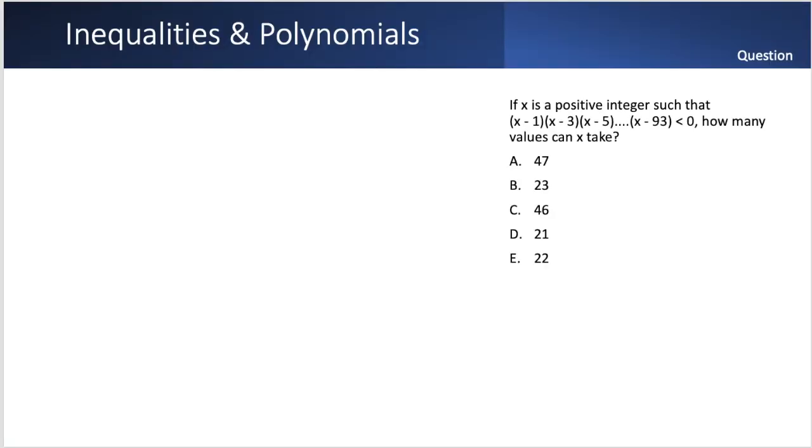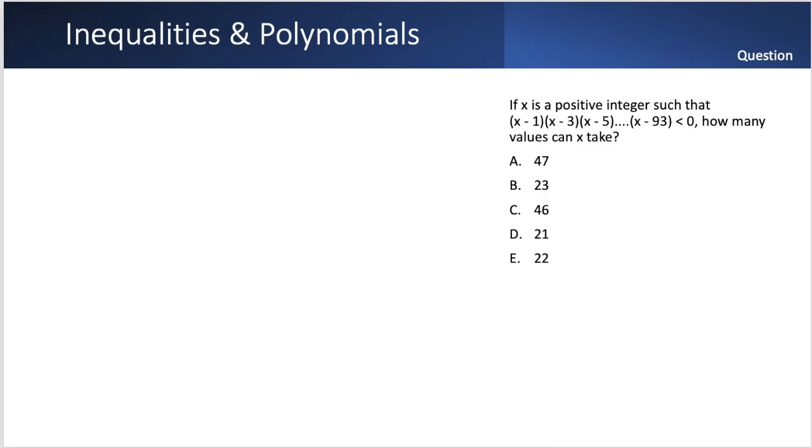Here we do have a question in inequalities and polynomials. If x is a positive integer such that (x - 1)(x - 3)(x - 5) and so on till (x - 93) is smaller than 0, how many values can x take? Pause the video for a second, have a go, and then come back.